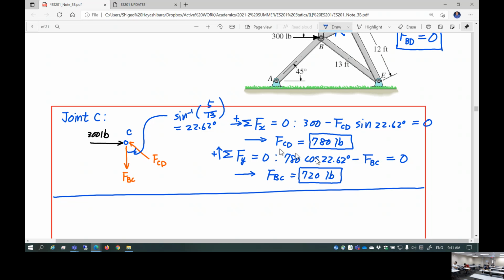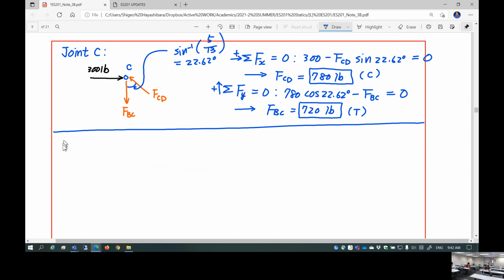Since I assumed the direction of the forces, FBC to be tensile and FCD to be compressive, we get both positive values. So that means FCD is what? FCD is compressive, isn't it? That's what you say. Okay. The FBC is what? Tensile. Okay, good.